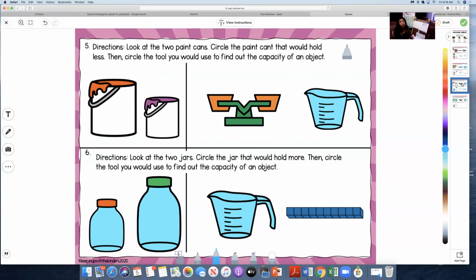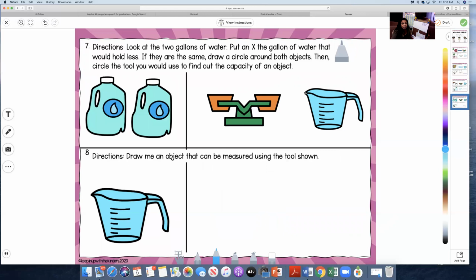So tell me, how would I measure the liquid that goes into that jar? Whether it's juice or water, how do I measure it? Okay, good. Now, the last one, I'm going to do this one with you guys. It's number 7 and number 8, okay?